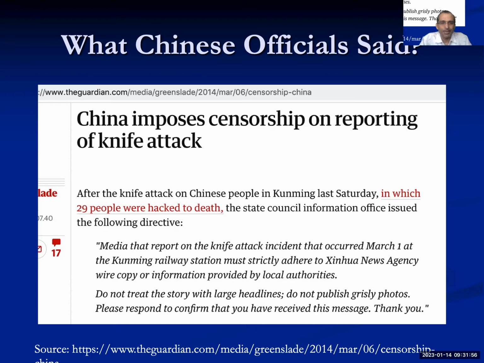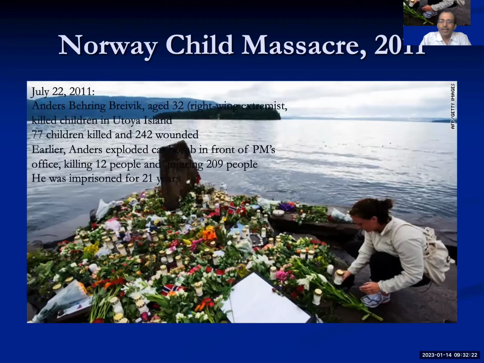Thank you. So the government clearly ruled that other than the Xinhua news agency report, no other report will be published, or any report that contradicts the spirit of Xinhua news will not be published. So the local government authority ruled this way. It means you can understand how media works there. Here, another massive attack in Norway, the child massacre in 2011.